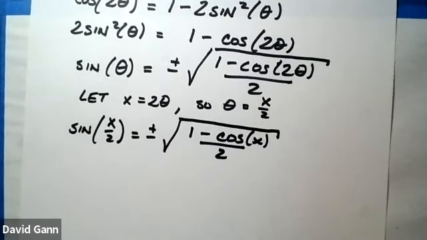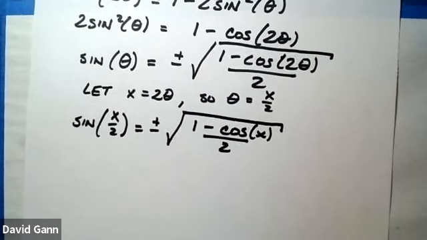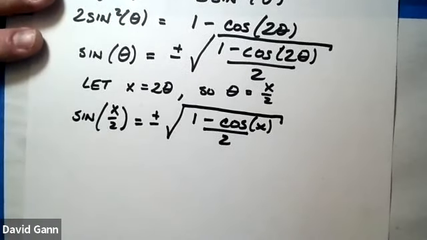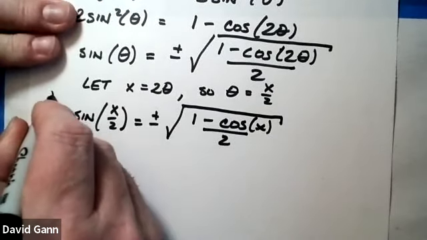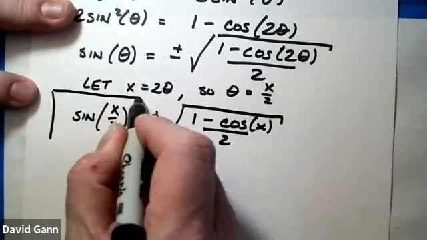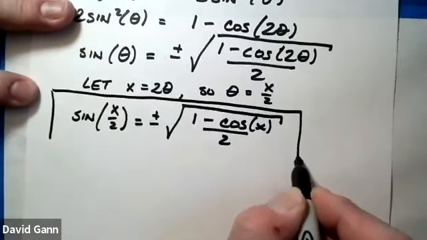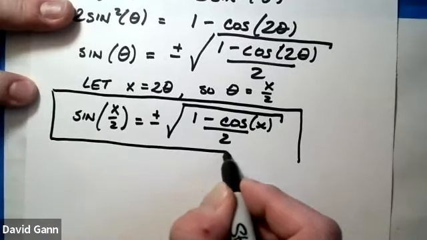Now, let's just go ahead and derive the one for cosine, because it works very, very similarly. But I'll just kind of box this off for now. This is the half angle identity for sine.